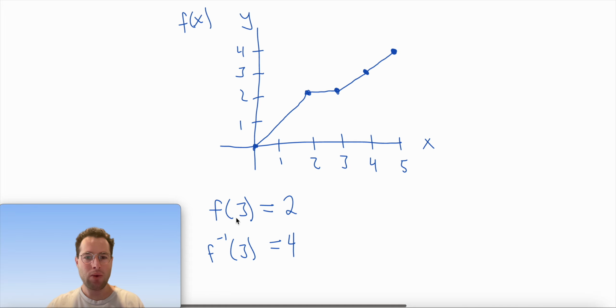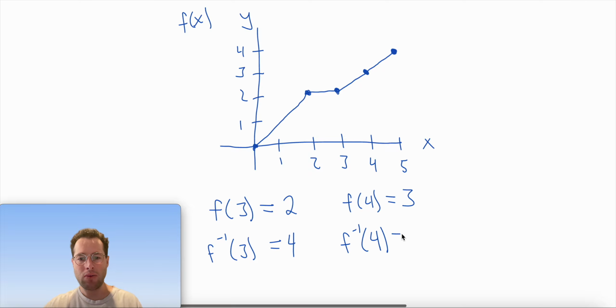Let's look at another one. What's f of 4? When we're just looking at f of 4 and not f inverse of 4, we look at the x-axis, locate 4, and then find its y value, which is going to be 3. Now let's look at what is f inverse of 4. We're going to look at the y value now. So we want to find 4 on the y-axis and then locate its x value, and that's going to be 5.